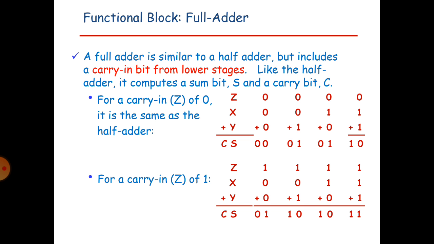A full adder is similar to a half adder, but it includes a carry-in bit from lower stages. Like the half adder, it computes a sum bit S and a carry bit C. So it has 3 inputs and 2 outputs. X, Y, Z are the inputs; sum and carry are the outputs.